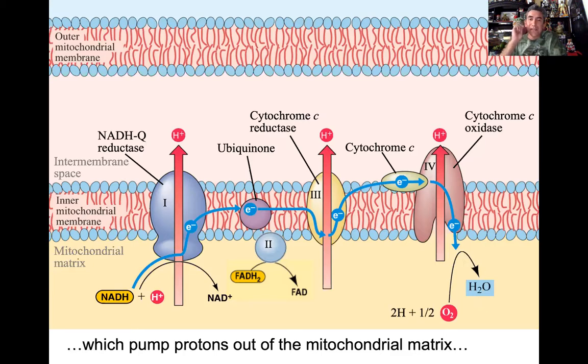So again, this only happens in aerobic conditions. If we don't have oxygen, we don't have that ability to pull electrons out of the ETC, and it will clog up everything. So we need aerobic conditions, and this is specifically the location where oxygen has its impact. So as long as oxygen is there, electrons can flow.